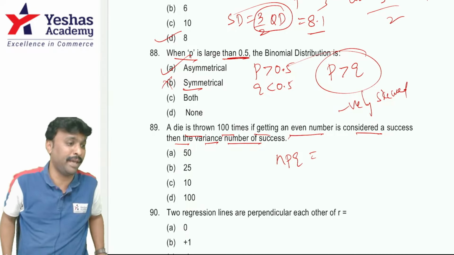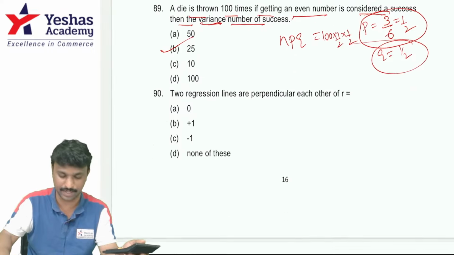Correct? So now all that I need to do is find the variance. Variance is nothing but NPQ. N is 100, P is 1 by 2, Q is also 1 by 2. Guys, have you understood how I found out P? 3 by 6. How come? Getting an even number is considered to be a success. So probability of success is getting an even number on throwing a die, right? So it is 3 by 6. There are three even numbers 2, 4, 6. Therefore, it is 3 by 6, which is nothing but 1 by 2. Q is also 1 by 2 because sum of P and Q is 1. So it is 100 divided by 4. That gives you 25. Option B is the right answer.